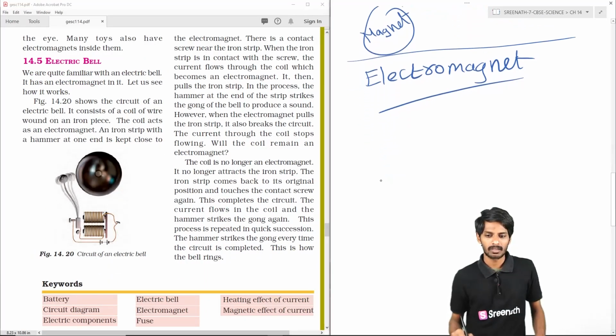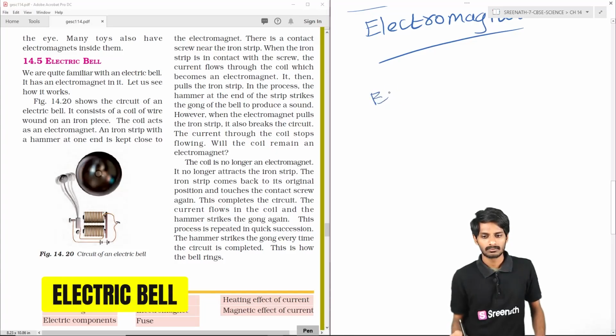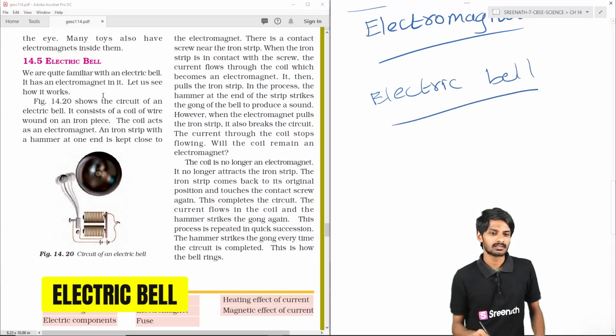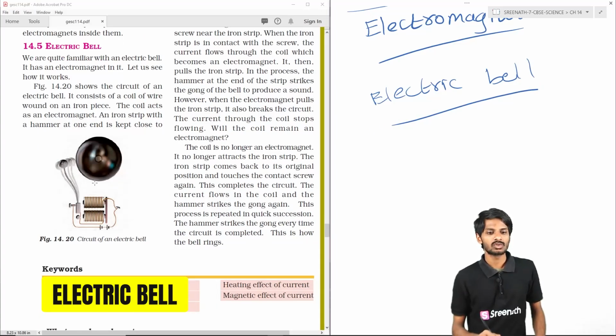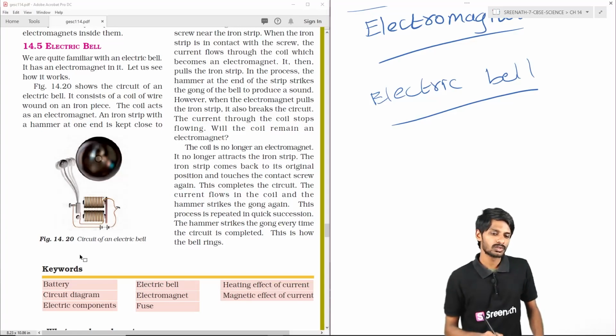Next thing is the electric bell. How does it work? This is the circuit of the electric bell, students. Here there is a coil of wire. Whenever the current passes through it, it will act as a magnet. There is an iron strip here, students, and there is a screw near to it.